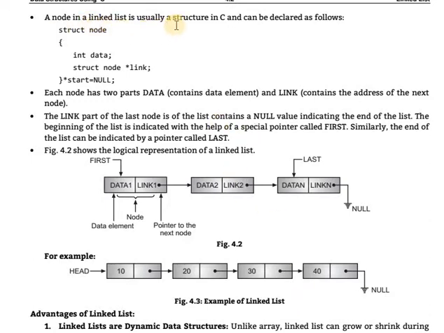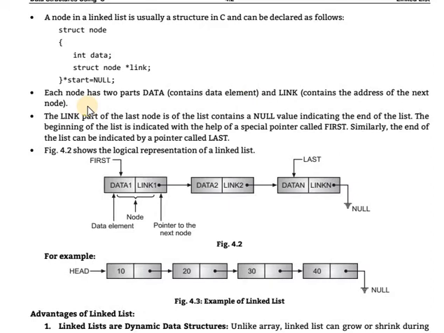A node in a linked list is usually structured in C and can be declared as follows. A linked list is a collection of data items, so a structure is used. struct node, with int data, where the data information is stored through int, and struct node *link, meaning the address, initially declared as NULL, empty. Each node has two parts: data contains the data elements and link contains the address of the next node.